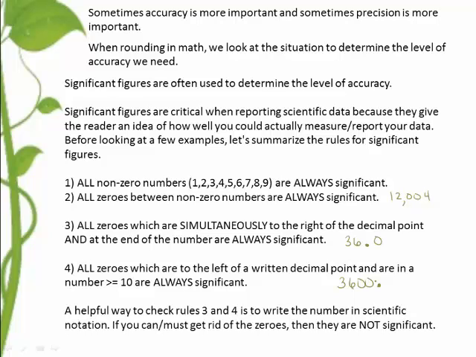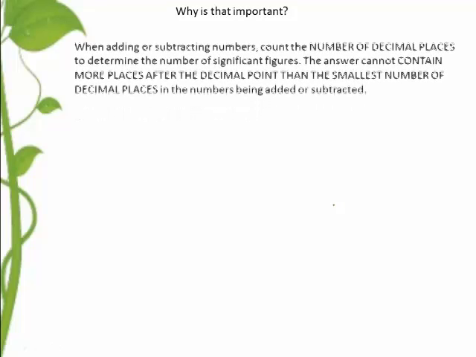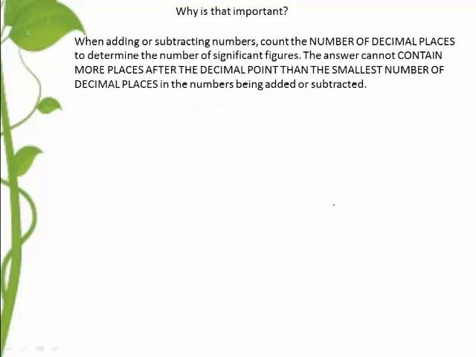If we can write the number in scientific notation and we can get rid of the zeros, they're not significant. And we will talk about scientific notation later in the unit, in the course. But for now, following these rules is what you'll need to do. So why is it important? Well, it's important because it lets us know what we need to round to when we're doing some calculations. If we're not told a specific decimal place, then we need to do significant figures.